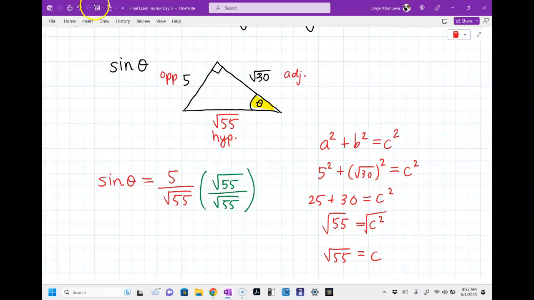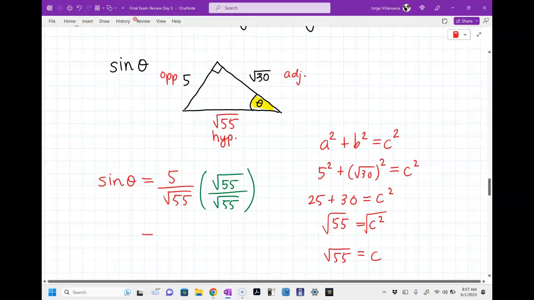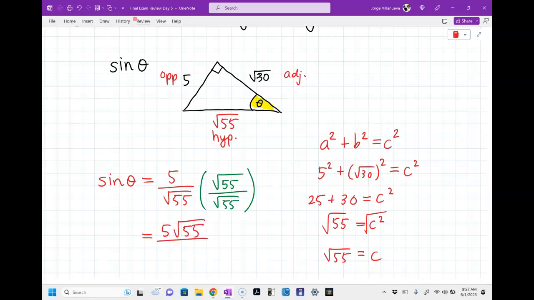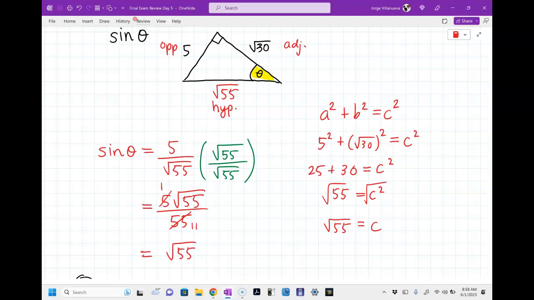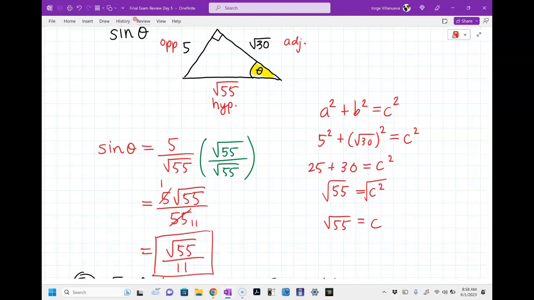You rationalize this. You multiply top and bottom by the radical on the bottom. The top becomes 5 radical 55 over, well, radical 55 times radical 55 is going to come out to 55. You can do that on your calculator. And 5 over 55 will reduce to 1/11. So your answer is radical 55 over 11.